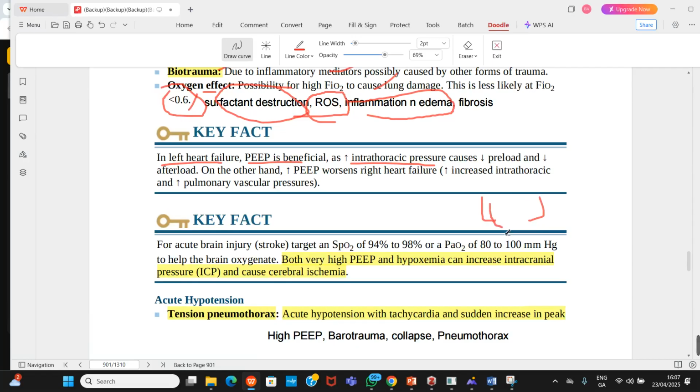You know, in left heart failure, PEEP is beneficial. And very simple stuff. Just imagine somebody's having left heart failure, and this is the right side, this is the left side. We know that in the right side, blood will flow downwards through the pulmonary artery to the pulmonary capillary to the pulmonary vein, then back to the left side. That's what happens, right?